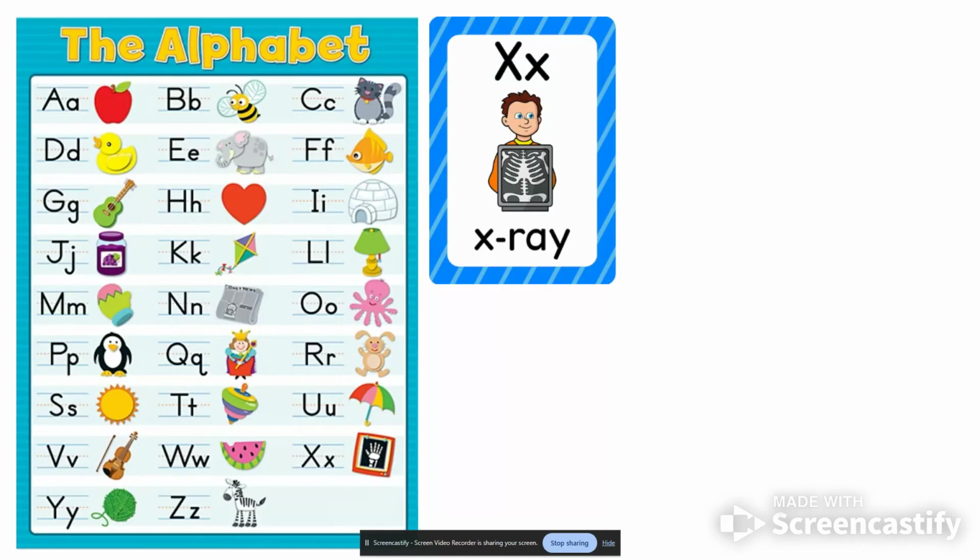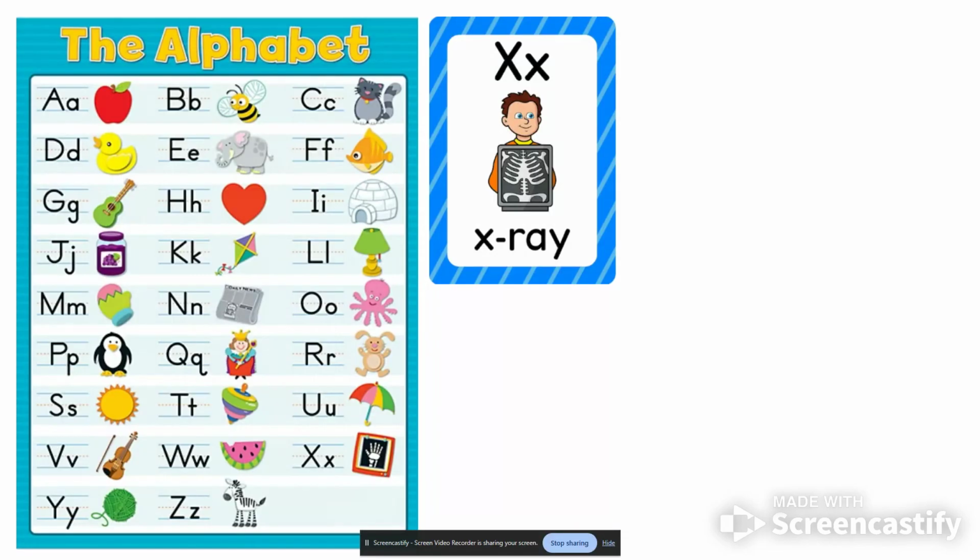And then as the learner, okay, I can say X. X goes with X-ray. And they come home, and parents, you hear, hey, I learned X. It's for X-ray. Now what? Right? Now what do we do with that information? How do we apply this to other concepts? How do we apply this to reading, to writing?